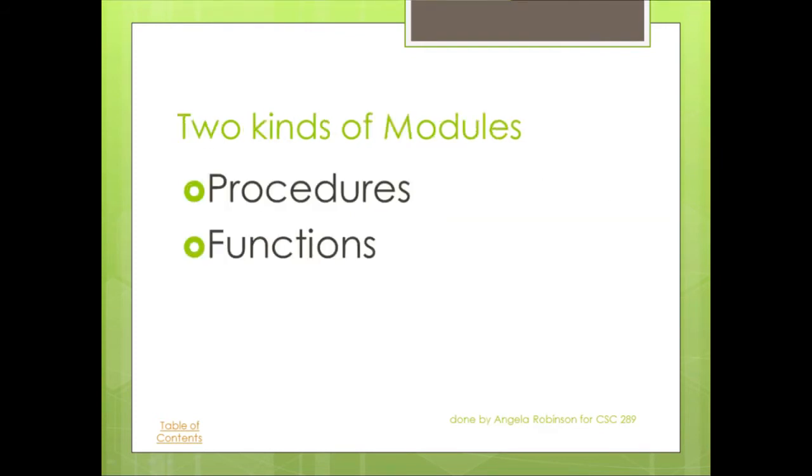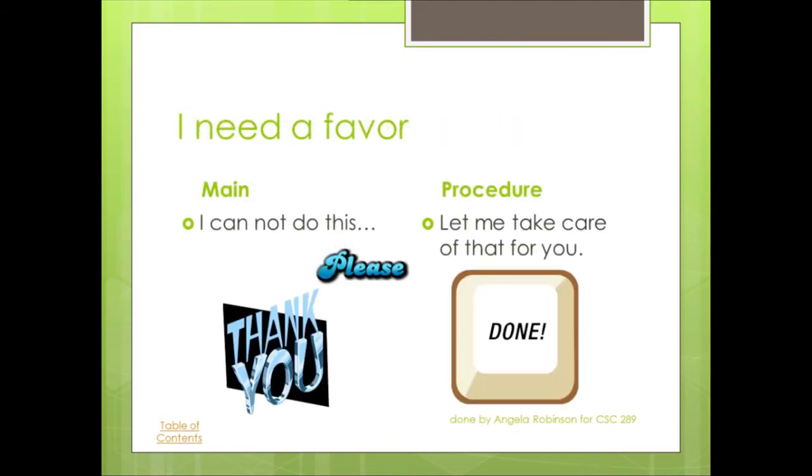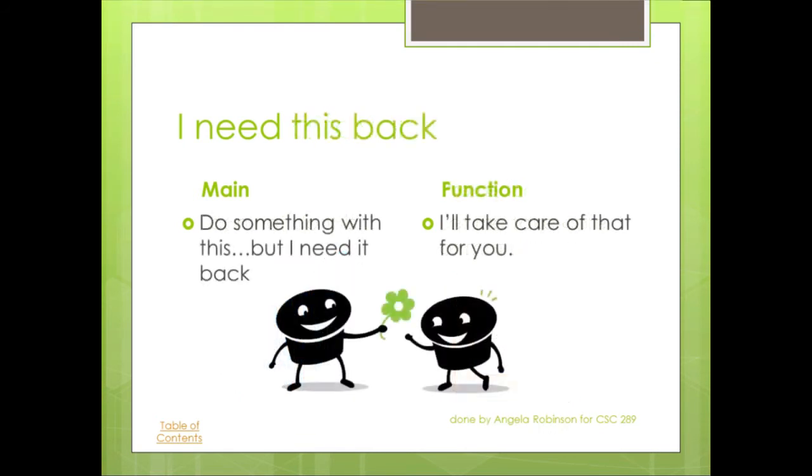There are two different kinds of modules, procedures and functions. Procedures perform a task and then return control back to the main module to go to the next task. Functions not only perform a task and return control back to the main module, they also return the result of their task, allowing the main module to utilize that result.